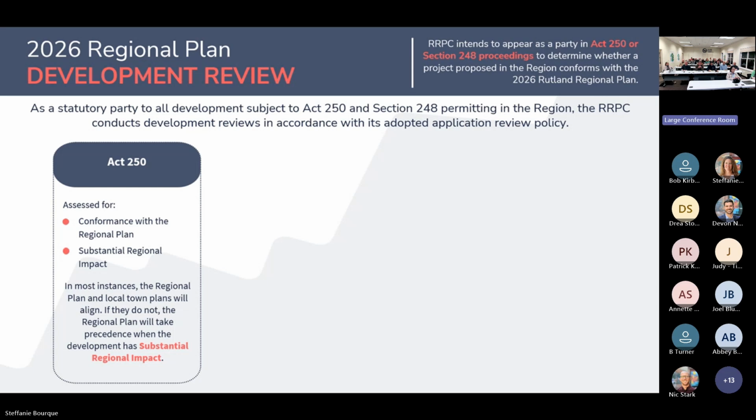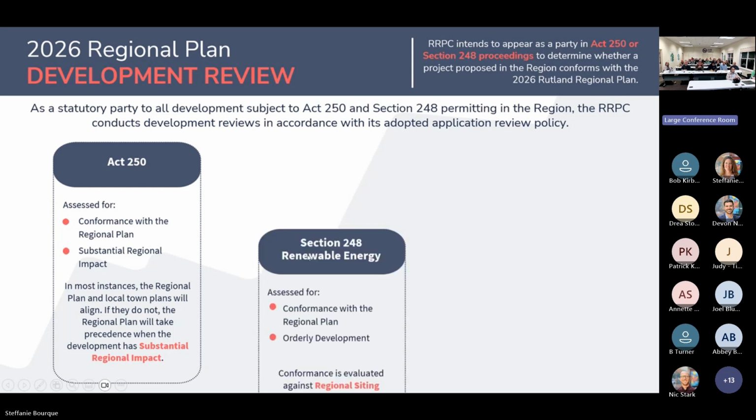In most cases, the regional plan and the local town plans will align, but if they don't, the regional plan will take precedence only when the Act 250 development is found to have a substantial regional impact. The definition for what constitutes a substantial regional impact is outlined in the plan.